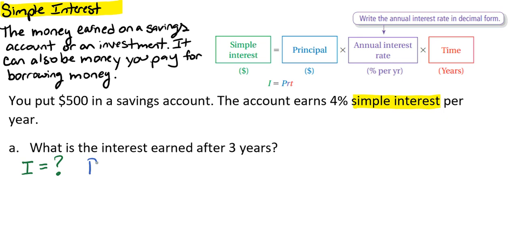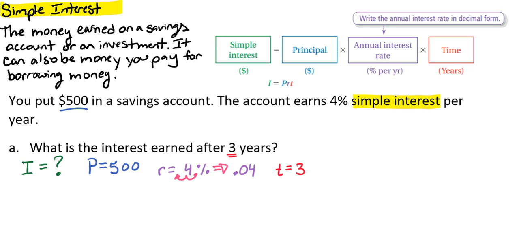Our principal amount that we were starting with, well, that's that $500 that we initially put in our account. Our interest rate, so our R, is going to be that 4%. But remember, we don't want it as a percent. We want it as a decimal. So we're going to take our decimal and move it 2 spots to the left, and that's going to give us 0.04 as our rate. Then our time, in this case, our T, is going to be the 3 years.